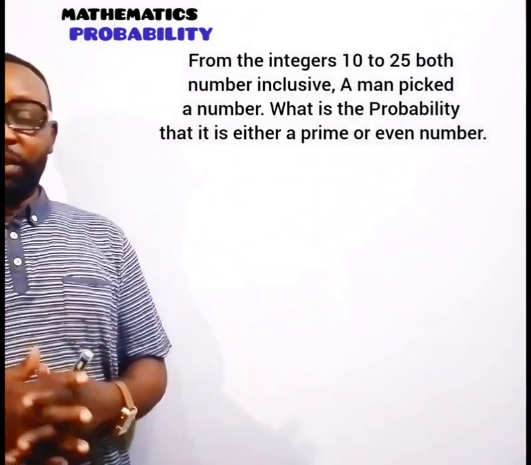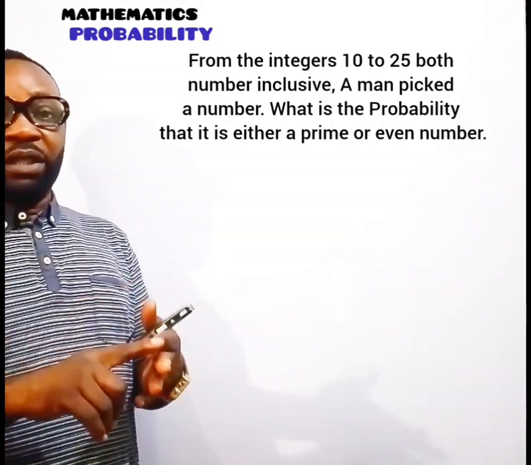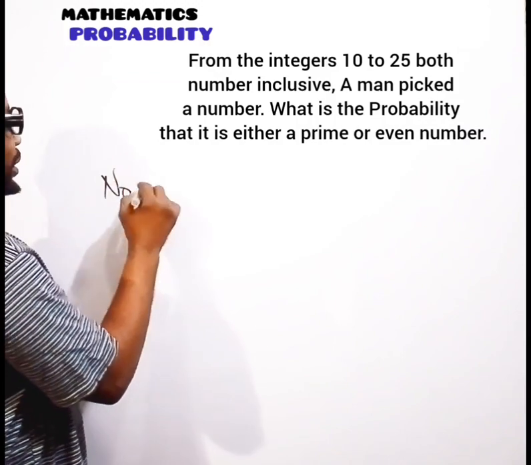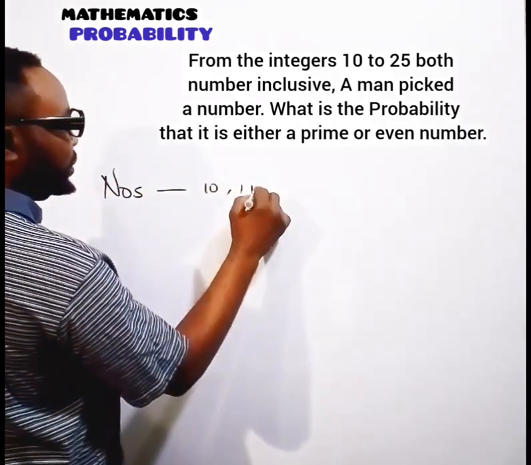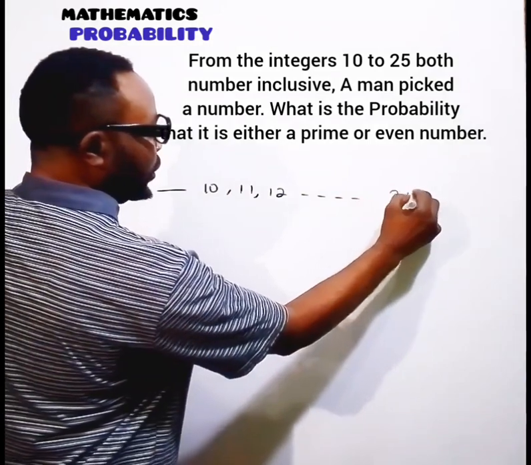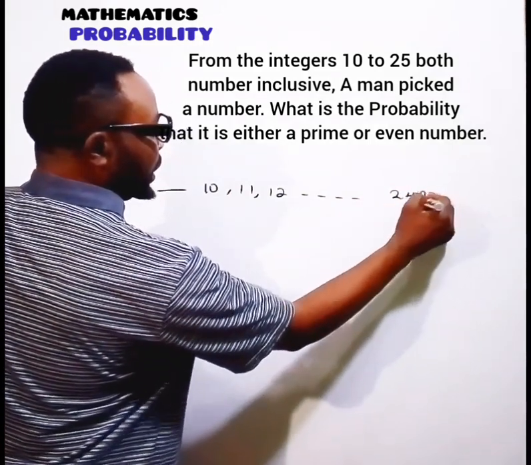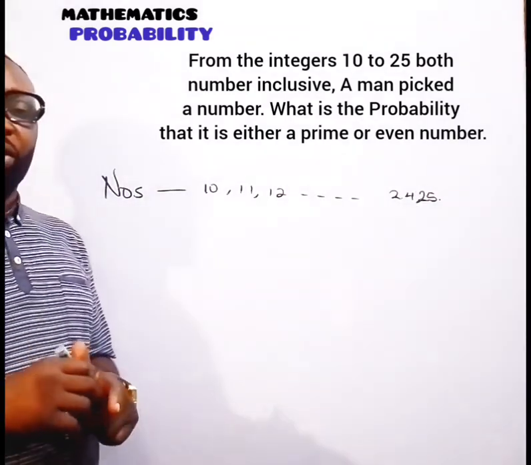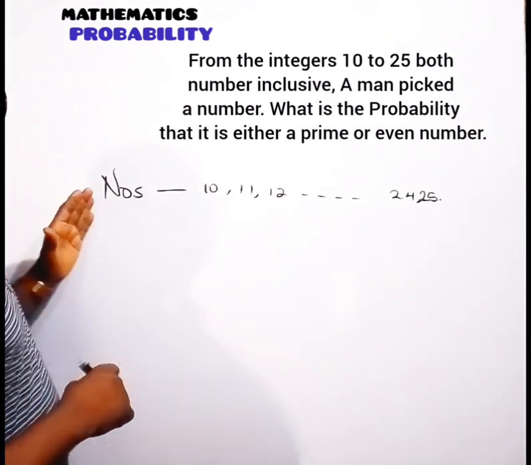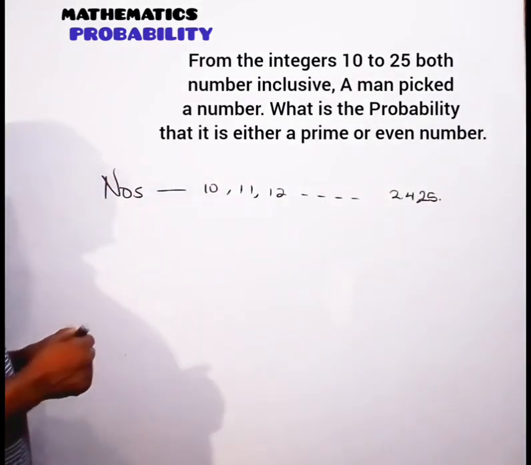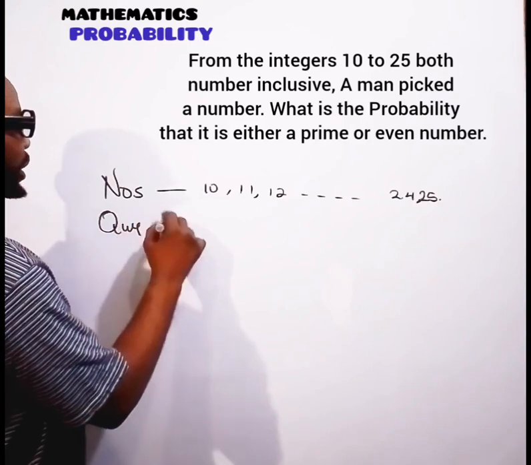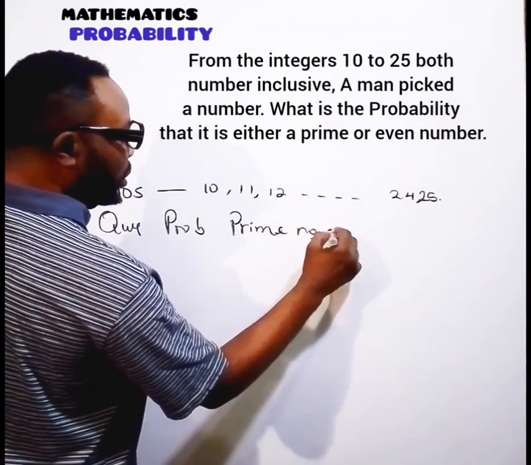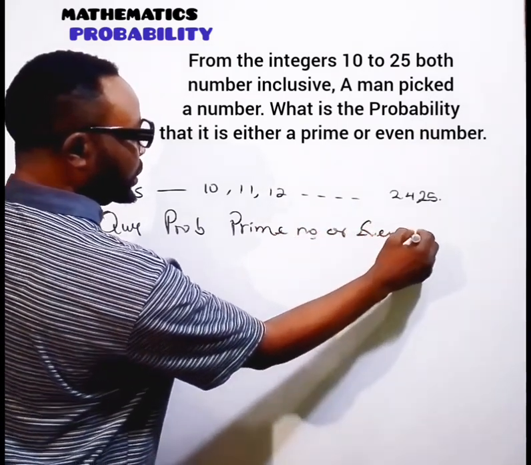What is meant by that is that you have to mention 10 alongside the numbers. So the numbers that we have there are 10, 11, 12, up to 24, 25. Those are the numbers that we have there, and they are inclusive. Now, the question says that if a number is picked at random, the probability of obtaining a prime number or an even number.